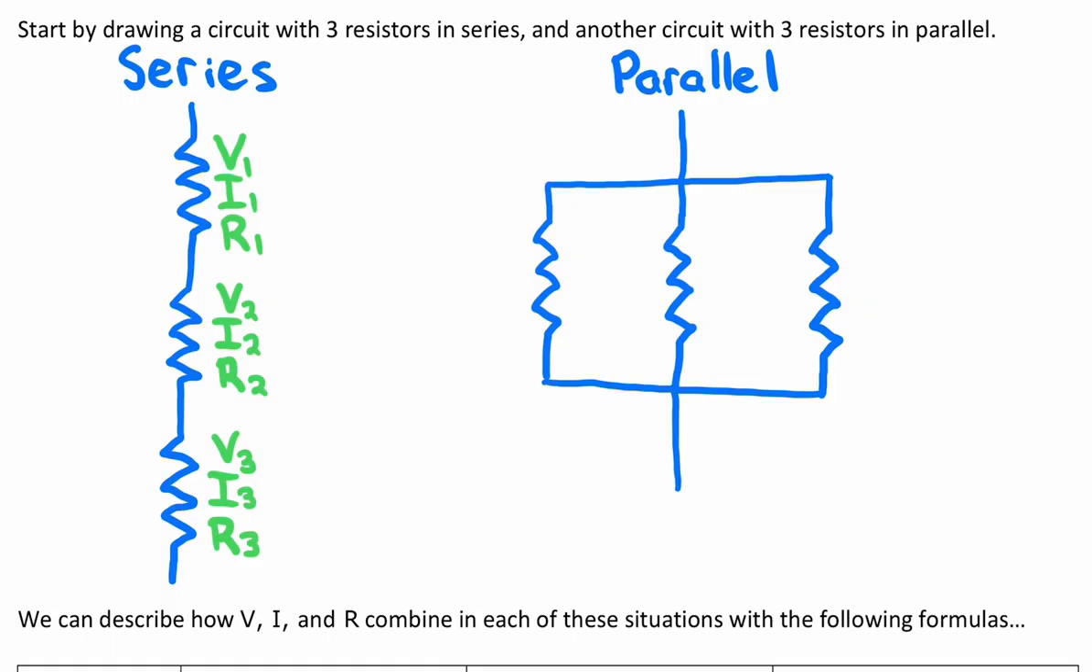And in the parallel scenario, we'd have the same thing. Every resistor would have a voltage, a current, and a resistance.